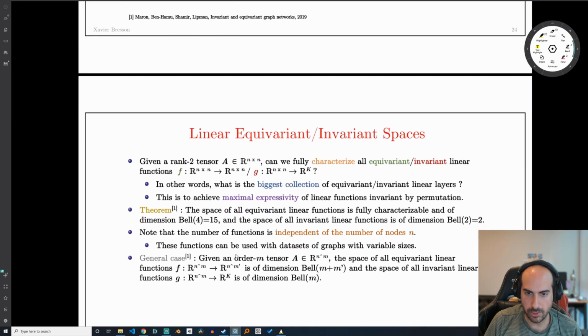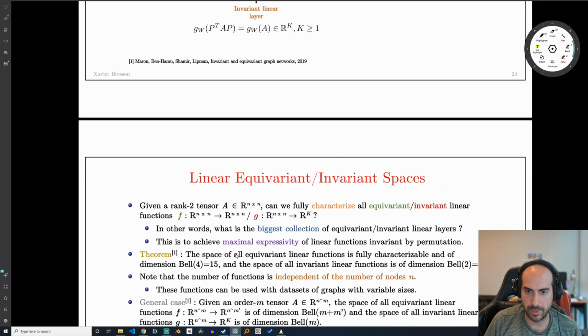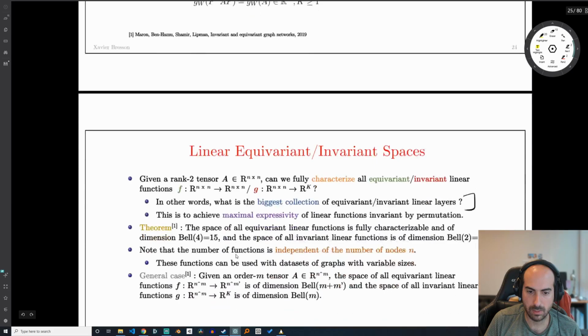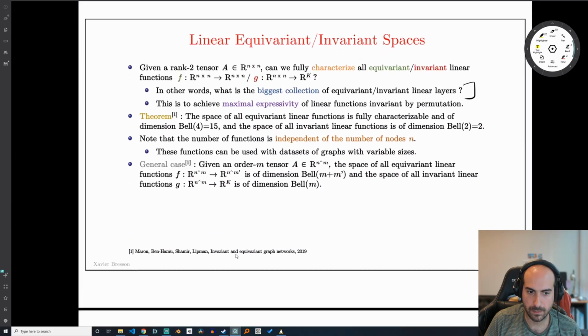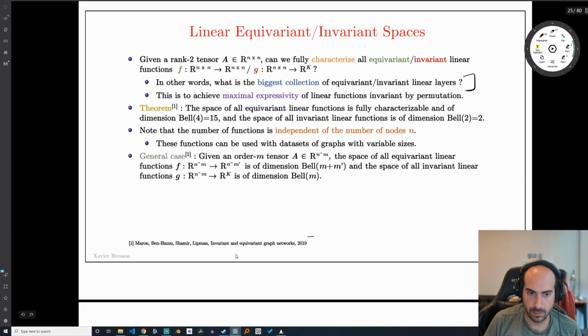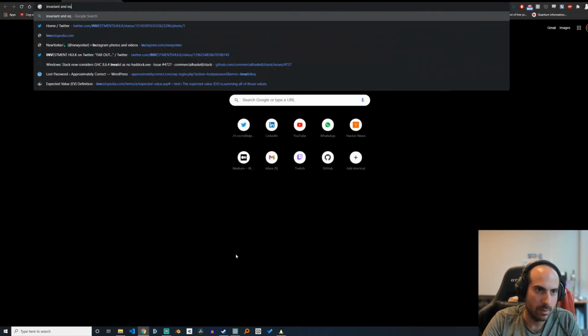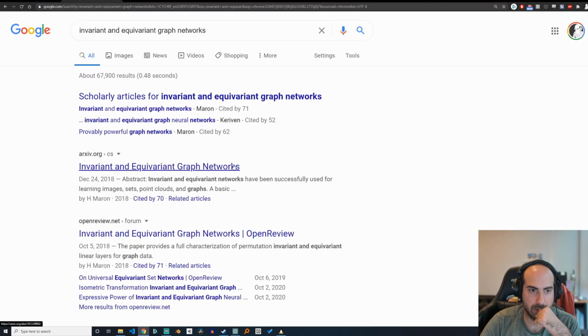So given a rank 2 tensor, can we fully characterize all equivariant and invariant linear functions? What is the biggest collection of invariant layers? Okay, the space of all equivariant linear functions is fully characterizable and of dimension Bell of 4. What's Bell? Oh, I see, invariant and equivariant graph networks.